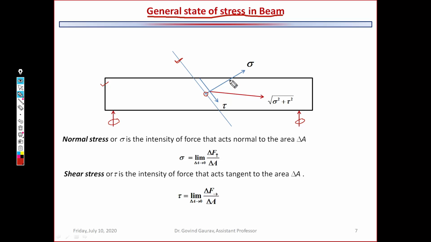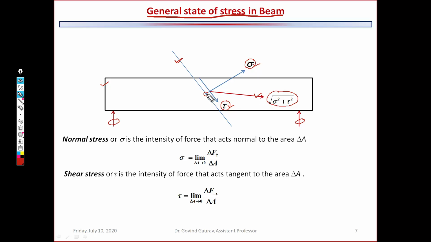Then at this point we can have a value of the normal stress that is acting perpendicular to the plane that we have selected, and the other value would be the shearing stress that is acting along the direction of the plane which we have considered. So two values of the stresses are acting. The first one is the normal stress and the second one is the shearing stress. So the resultant of the normal stress and the shear stress is represented by the square root of sigma square plus tau square, by using the Pythagoras theorem.